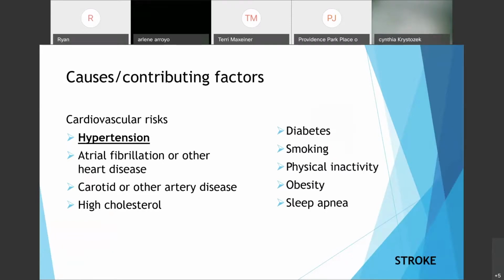Okay, so looking at the contributing factors or causes for stroke, high blood pressure or hypertension, atrial fibrillation is huge. We talked about that in our cardiac session, where when little blood clots develop in the heart and then are thrown from the heart, they can go to the brain and cause a stroke. Carotid or other artery disease, high cholesterol, diabetes, smoking, physical inactivity, obesity, and sleep apnea are all related to stroke risk.